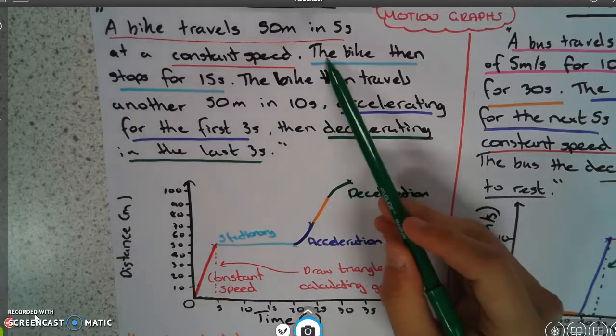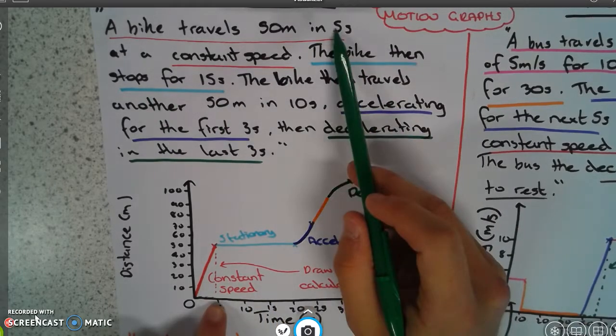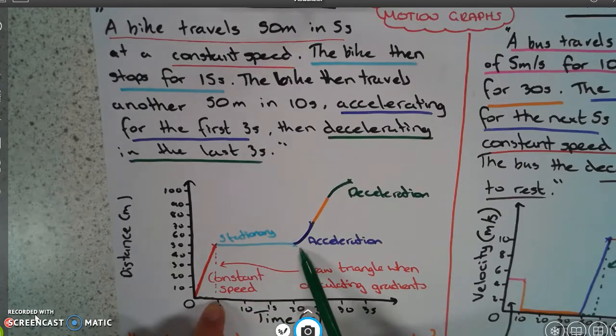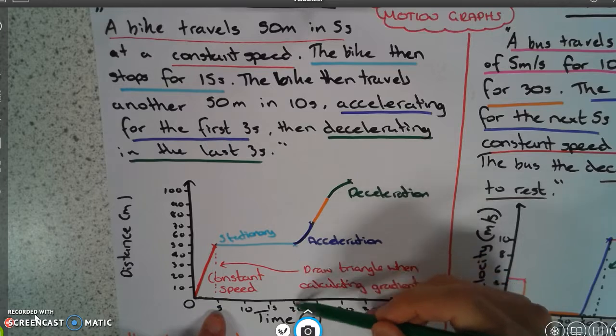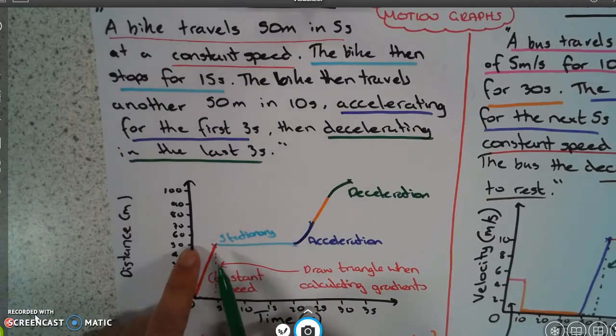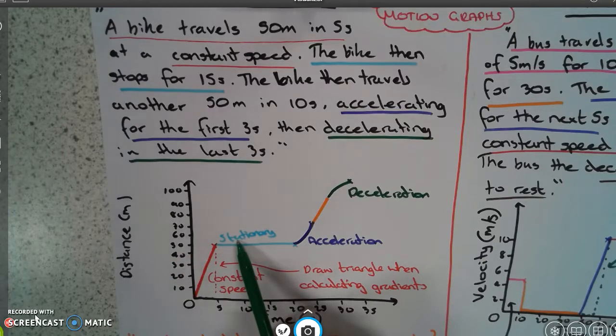The next sentence is that the bike then stops for 15 seconds. So from 5 seconds, that's the first part of its journey. For the next 15 seconds, it's stationary. So 15 plus 5 is 20 seconds. So if we go up to 20 seconds, you can see here, it hasn't moved from 50 meters. So a flat horizontal line on a distance time graph means that the object is stationary.